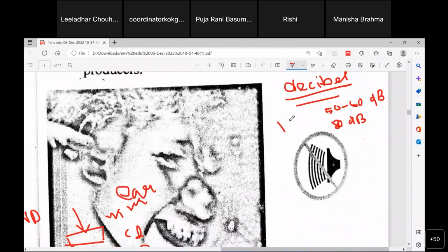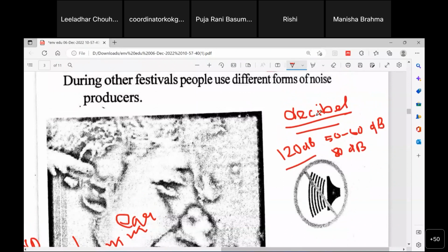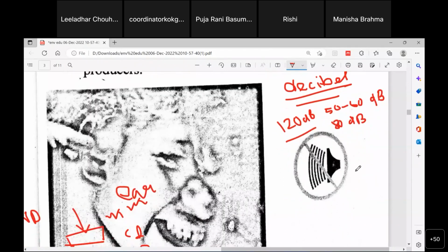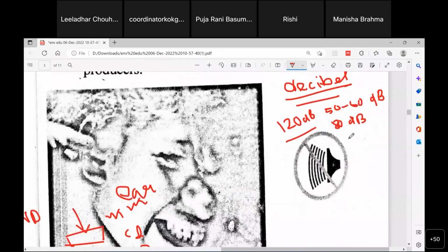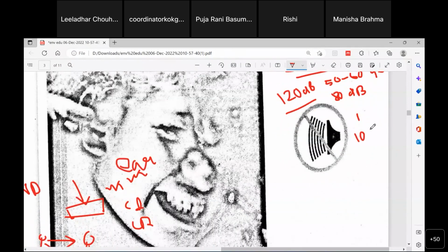When a jet plane is coming, the sound is 120 decibel or more. Remember, decibel is a logarithmic scale. Logarithmic scale means, say, 1 to 100. The intensity relation is like that.